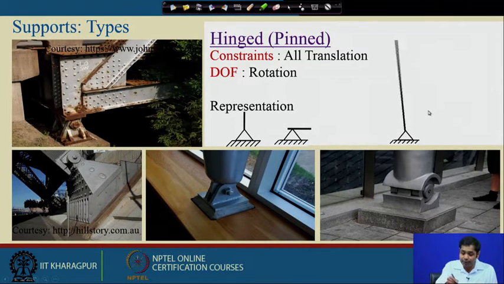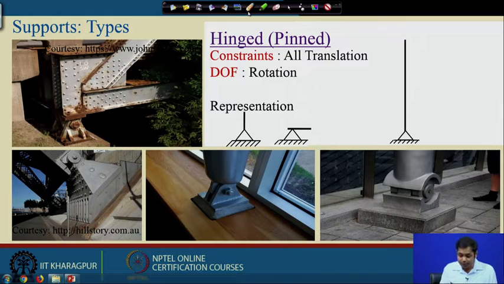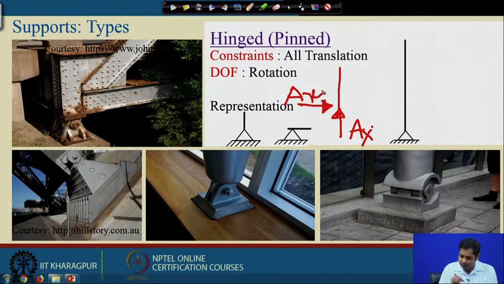So, if I have to draw the free body diagram of this support, this is the support, and these are the support reactions. We have only 2 support reactions: this is A y and this is A x. There will be no moment here because rotation is not constrained. So, this is also something we have seen.